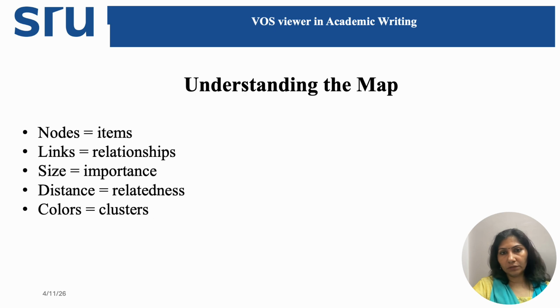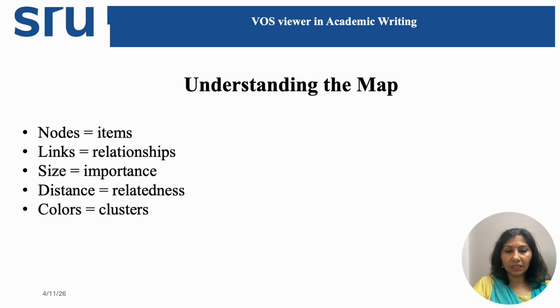In a VOSviewer map, nodes represent items such as authors, keywords, or documents, while links indicate relationships between them. The size of a node reflects its importance or frequency, and the distance between the nodes shows how closely they are related to each other. The color also represents the clusters which group related items together. Understanding these elements is essential for correctly interpreting the visualization.